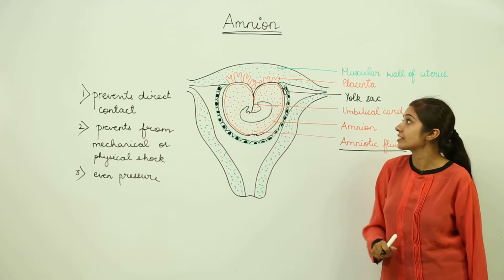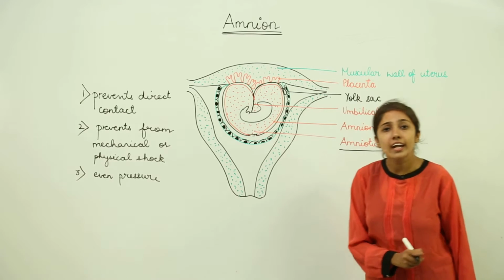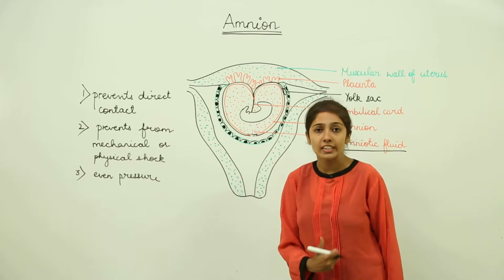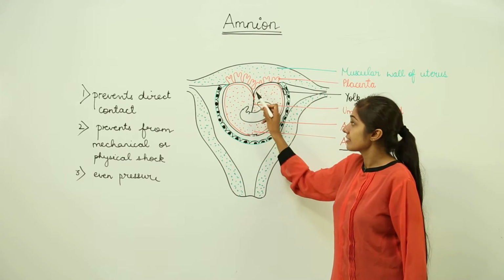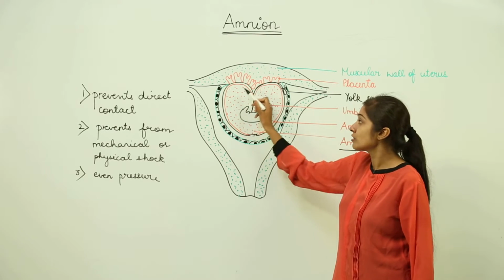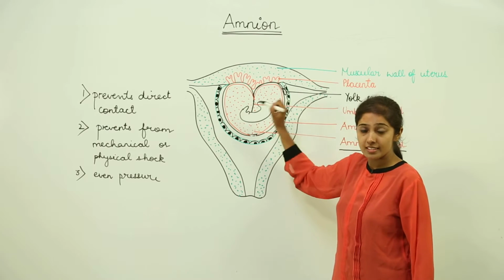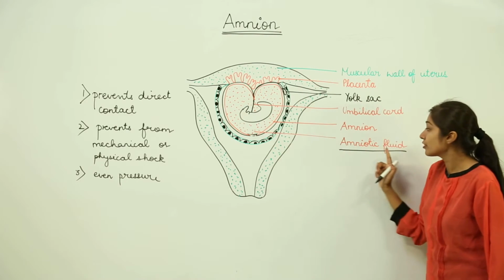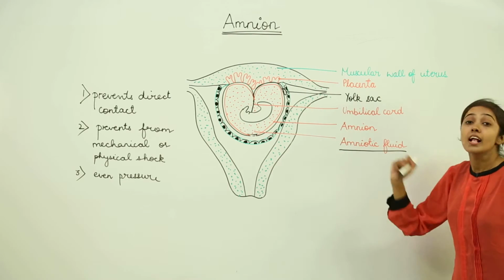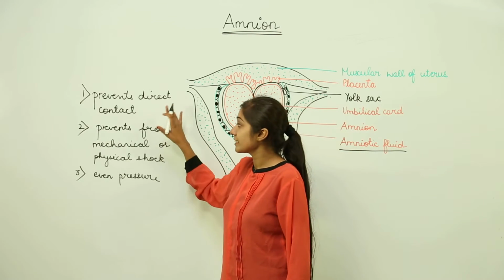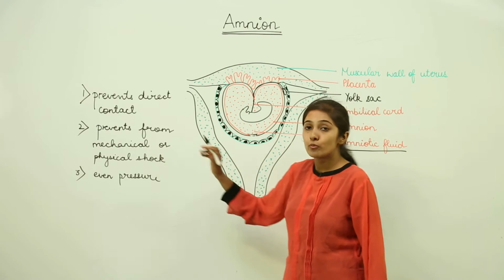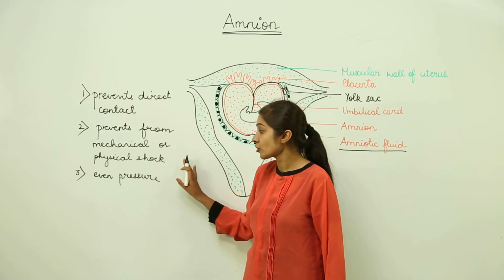So now you have a fair idea of what is this amnion. It is actually a sac that surrounds the fetus, and in between the sac we have the fluid that we call as an amniotic fluid, which has many functions to play. For example, it prevents direct contact with the sac, it prevents from any mechanical or physical shock, and it maintains even pressure.